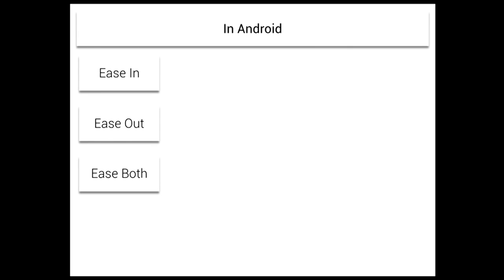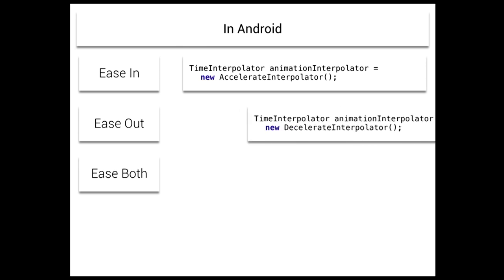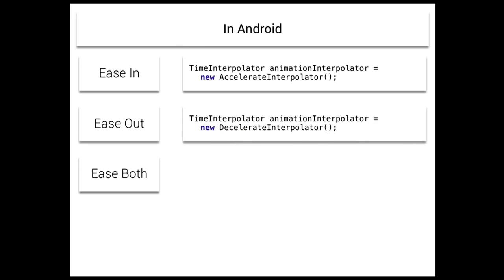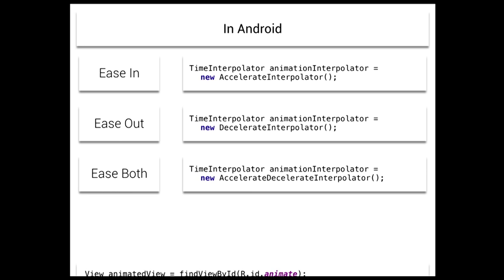So how do you do this in Android? Turns out it's ridiculously simple. We have these things called time interpolators, and Google has built them all for you. You don't need to do any of this. Ease in is just an accelerate interpolator, because that's all it does. It just accelerates the object. Ease out, decelerate interpolator, and then when you want to use both, accelerate decelerate interpolator, just how you would expect.